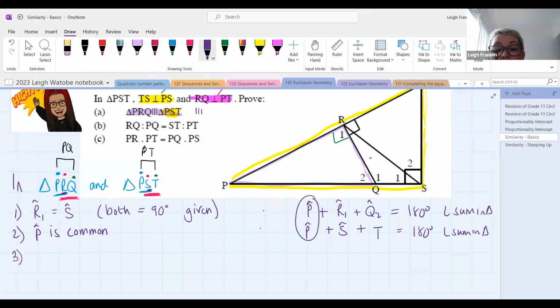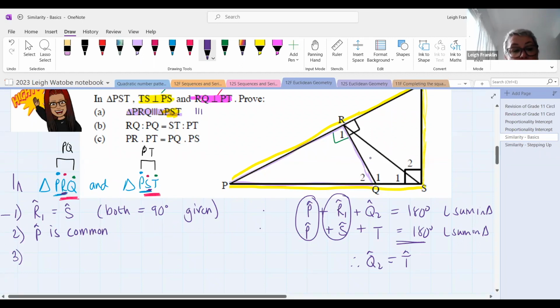These two are the same. What they add up to is the same. So that means that angle Q2 has to be equal to angle T. So you can only use this reason, angle sum in triangle, as your third reason. If you use it in number 1 or in number 2, you're not going to get any marks. So here we can say that angle Q2 is equal to angle T, angle sum in triangle.